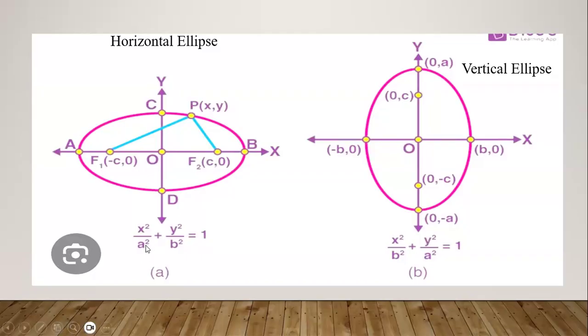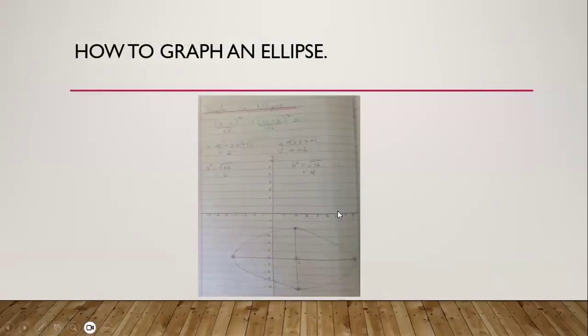So our A squared is at the bottom here, and our B squared is here. So that's just a slight difference there. Now, how to graph an ellipse? We can use the same formula that was given earlier, and we have this example here.